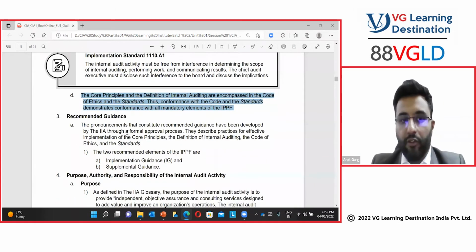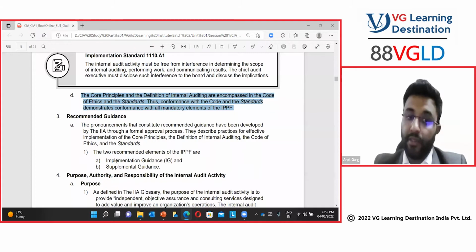Now, very quickly, folks, let's talk about recommended guidance. The pronouncements that constitute recommended guidance have been developed by the IIA through a formal approval process. They describe practices for effective implementation of the core principles, definition, Code of Ethics, and the Standards. The two recommended elements of the IPPF framework are implementation guidance and supplemental guidance. Folks, implementation guidance is different from implementation standard. The implementation standard expands a little more in detail, but implementation guidance is a detailed note which covers everything. In fact, there is implementation guidance on the entire IPPF framework.